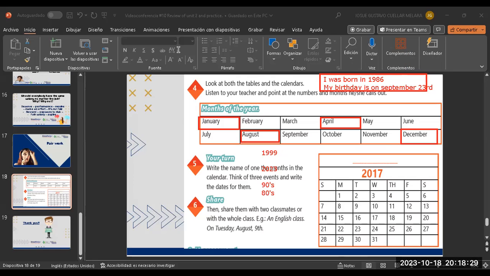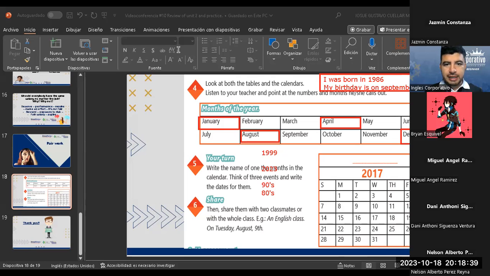I was born in 1993. My birthday is on March 29th. Okay, thank you very much. Gracia, and then Wendy. I was born in 1997. My birthday is on May 9th. Thank you. Almost Mother's Day. Okay, Wendy and Joanna.